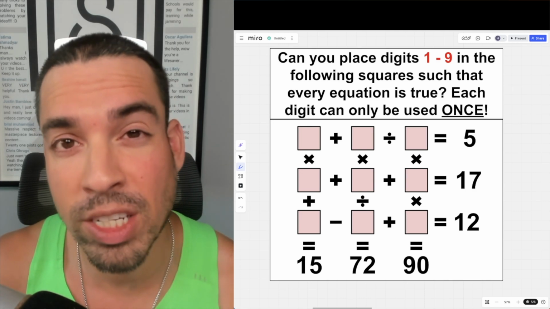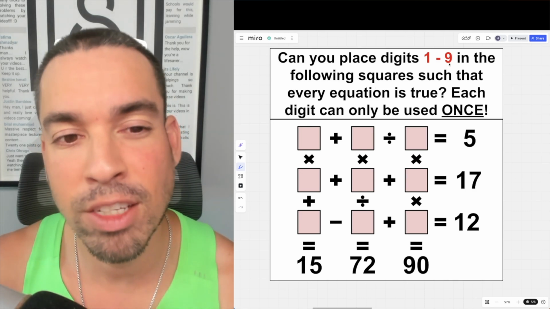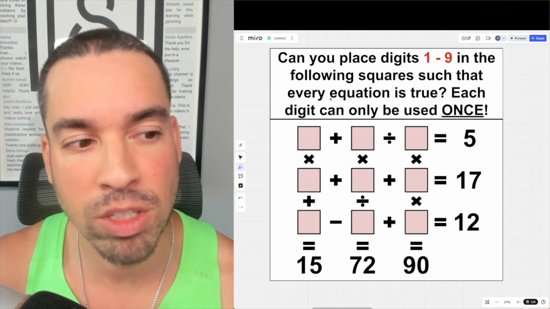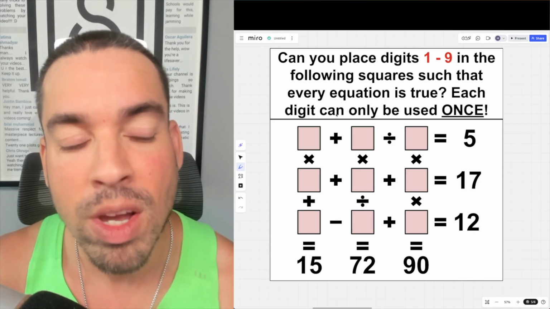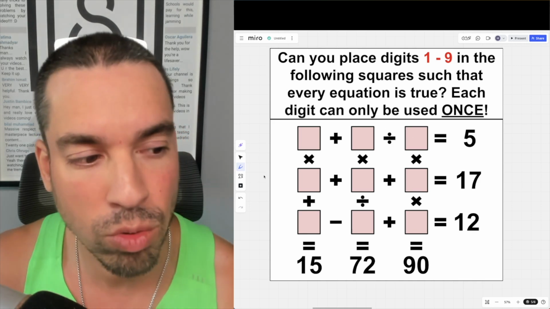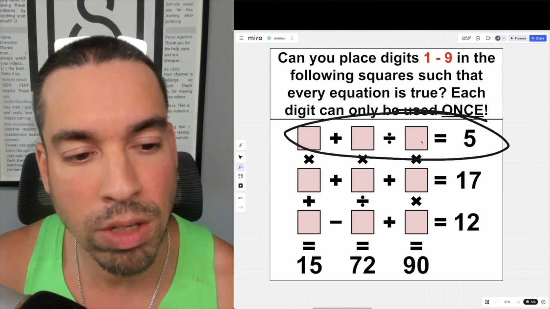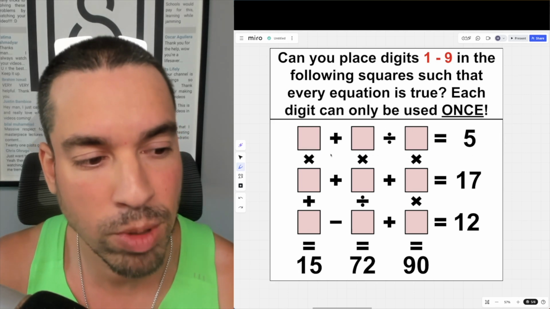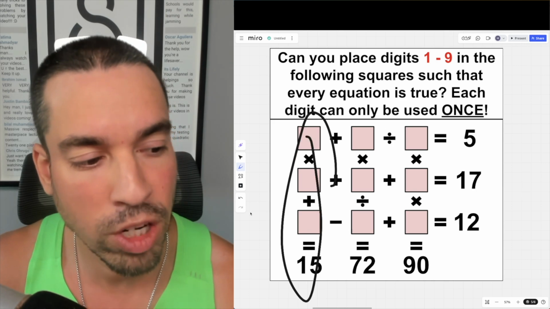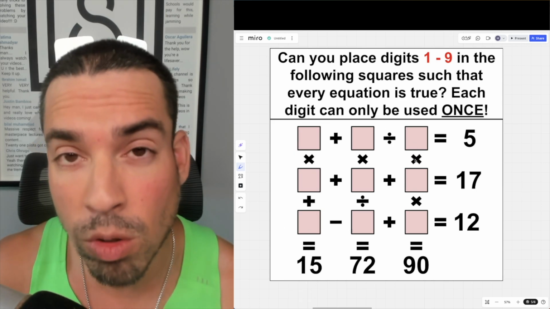In this one, the question is as follows. Can you place digits 1 through 9 in the following squares such that every equation is true? Each digit can only be used once. So once again, we have 1 through 9, and we have all of these equations going left to right have to be true, and simultaneously, these equations going up and down have to also be true.